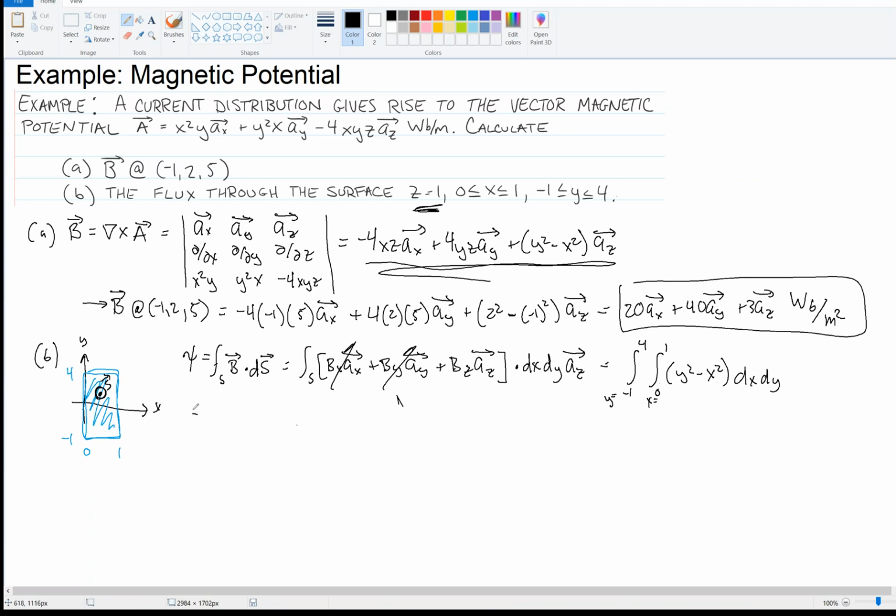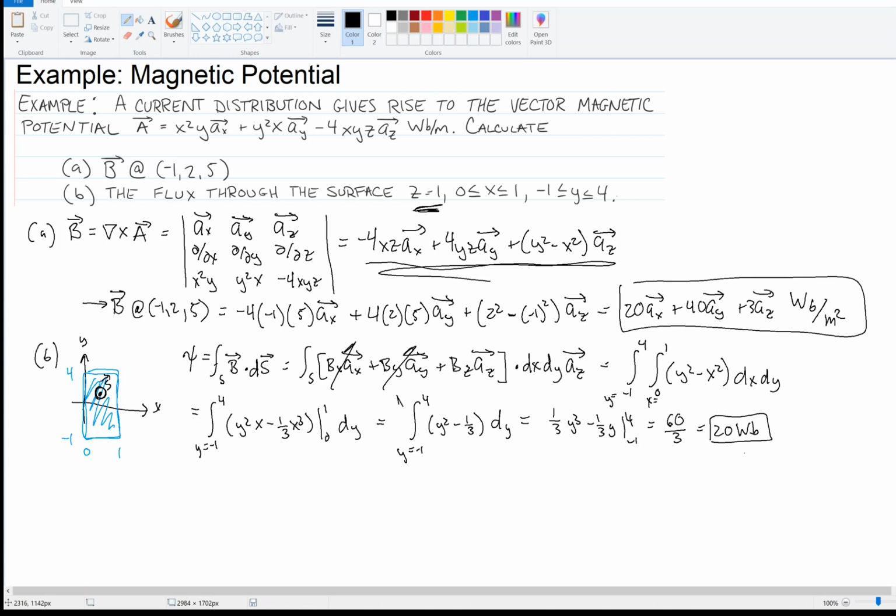Okay, so now I just do this straightforward integration, so I'll work with the x's first, so we'll leave the y's alone. So when I do the x's, I get y squared x minus 1/3 x cubed, evaluated from 0 to 1, and then I still have dy. So this gives me, again, y's go from -1 to 4. So I get y squared minus 1/3, then dy. Alright, so now I integrate that with respect to y, and I get 1/3 y cubed now, minus 1/3 y, evaluated from -1 to 4. And when I plug in the bounds and simplify, I get 60 over 3, which is 20 Weber.